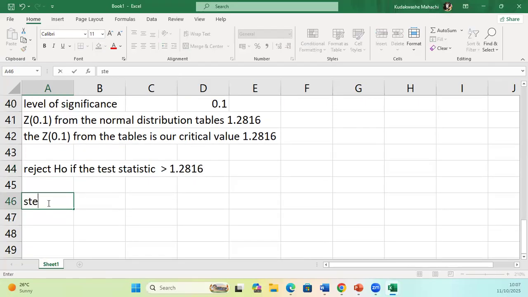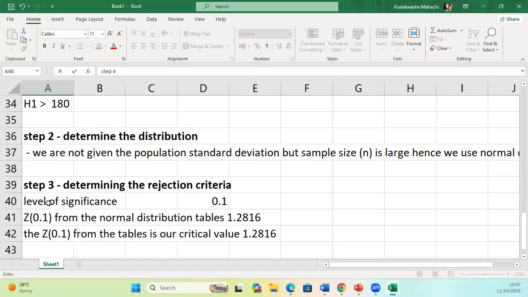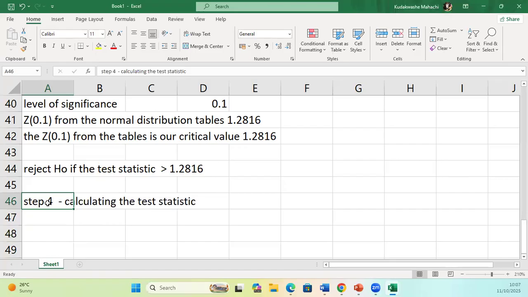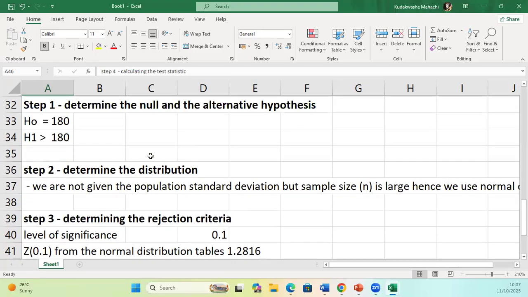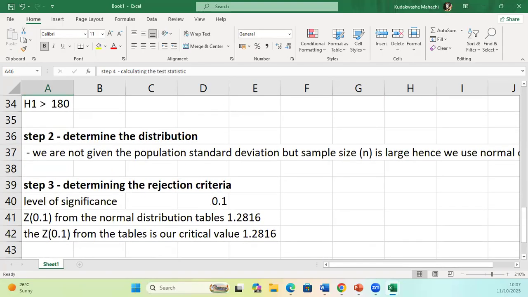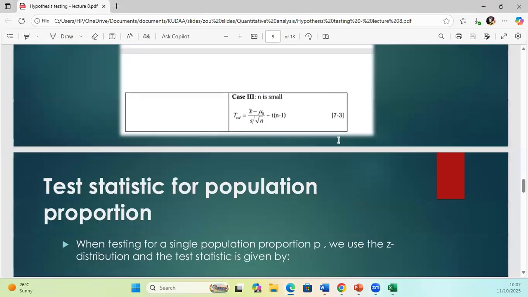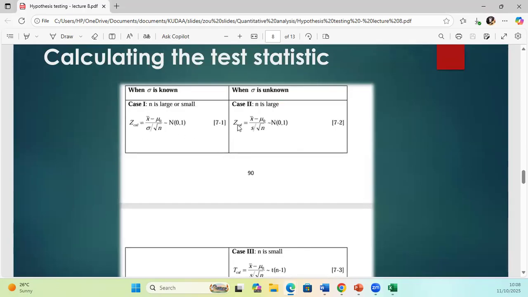Step number 4 is now calculating the test statistic. This one is based on the distribution. If we say it's normal distribution, let's go to the formulas I gave you. For the normal distribution, in this case we were not given the standard deviation, but our n was large. So we are using this formula: Z is equal to x bar minus mu over standard deviation over square root of n.